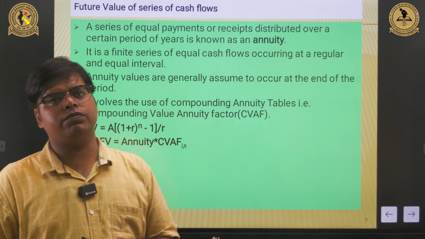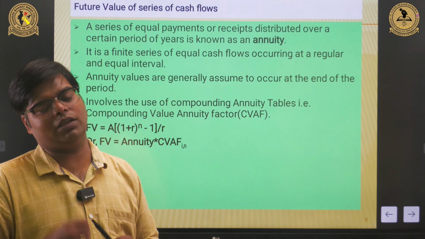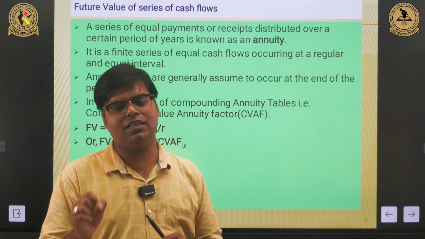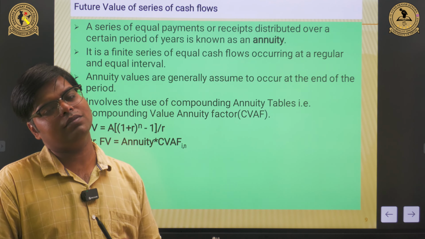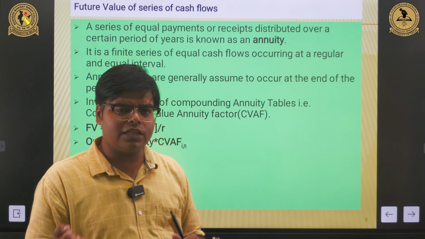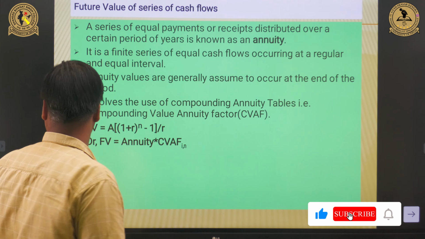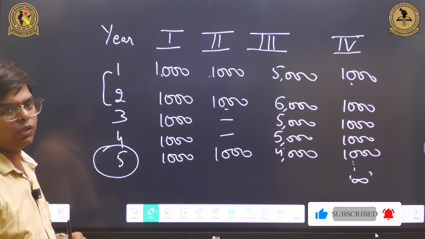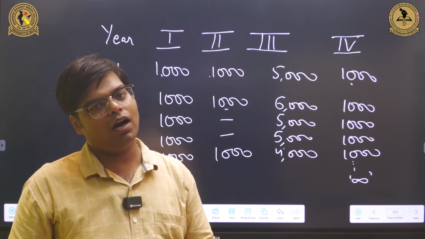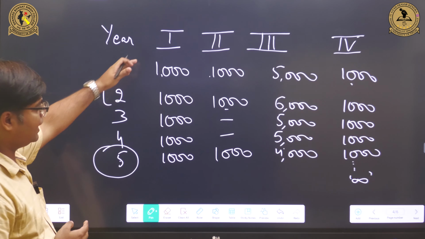Under future value of series of cash flow, we have an important concept that is called annuity. The definition of annuity is that it is a finite series of equal cash flows occurring at a regular and equal interval. Let us take a small example and then we will understand the definition again. So the formal definition of annuity is that it is a finite series of equal cash flows occurring at a regular and equal interval. Let us take this scenario 1.